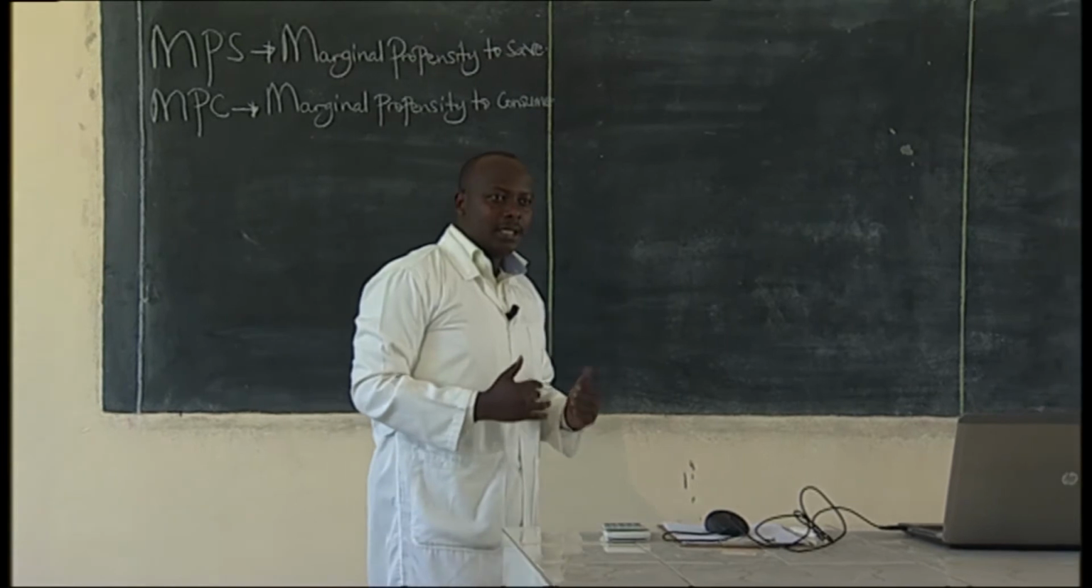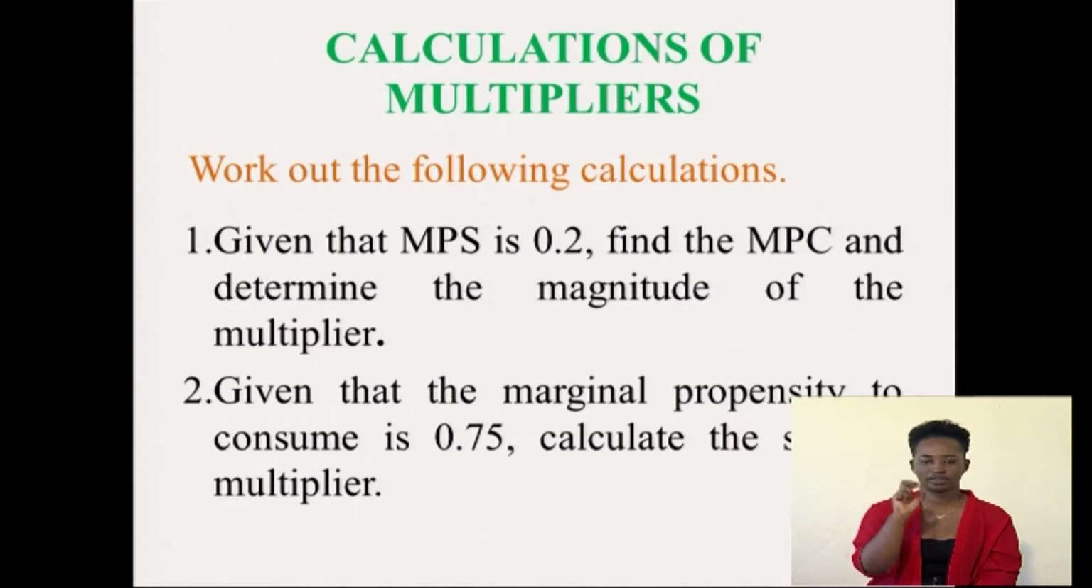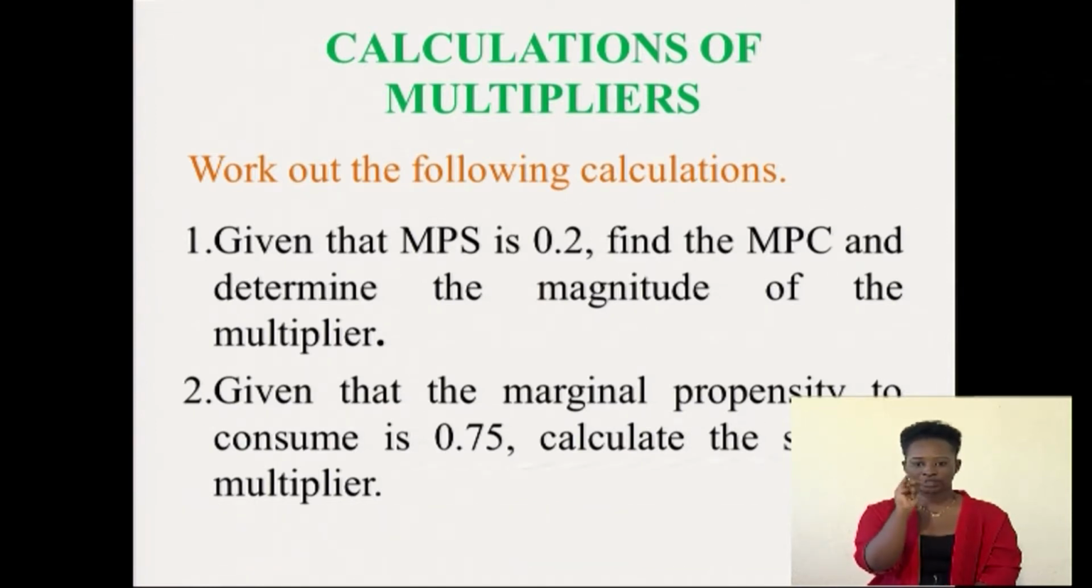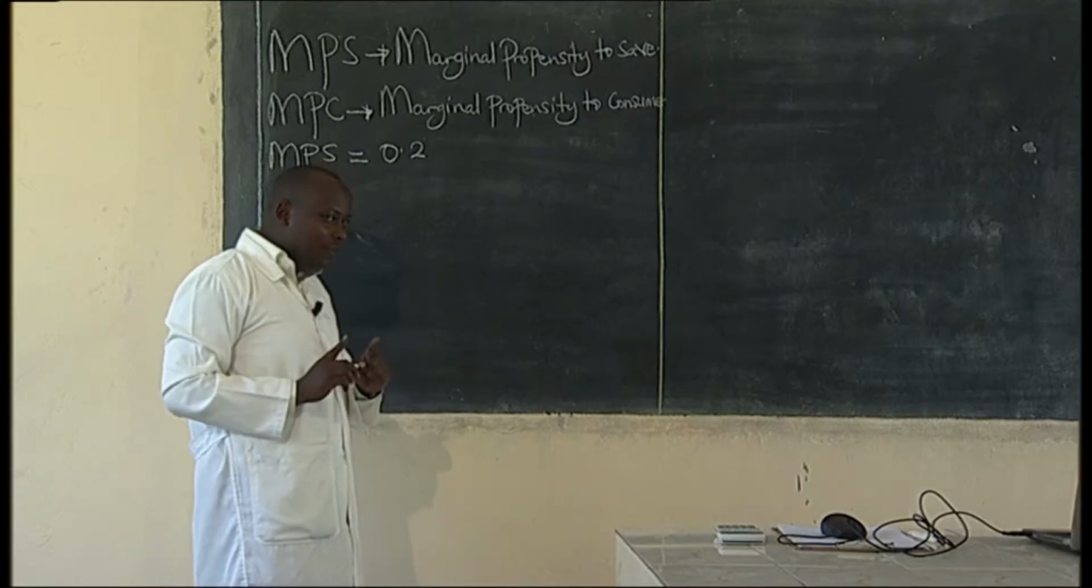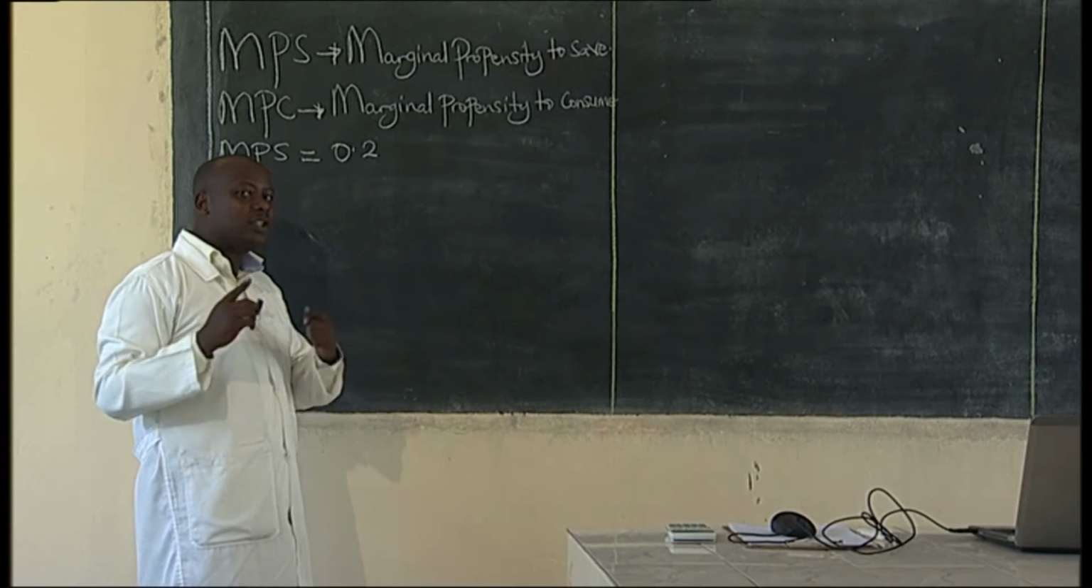Now, given that marginal propensity to save is 0.2, find the marginal propensity to consume and determine the magnitude of the multiplier. And how do we get marginal propensity to consume given marginal propensity to save? Our MPS in the question is 0.2. We are not given marginal propensity to consume, and we are supposed to look for it.